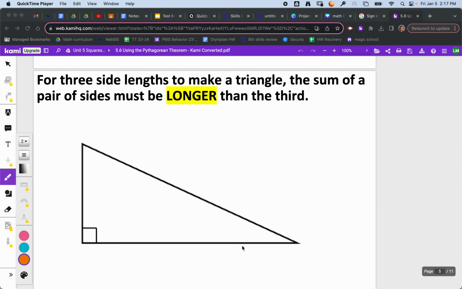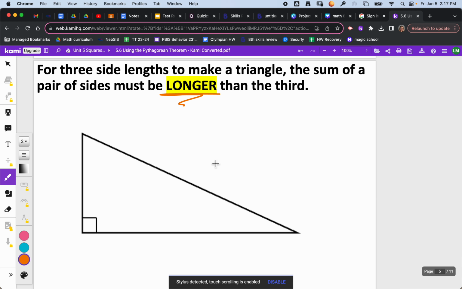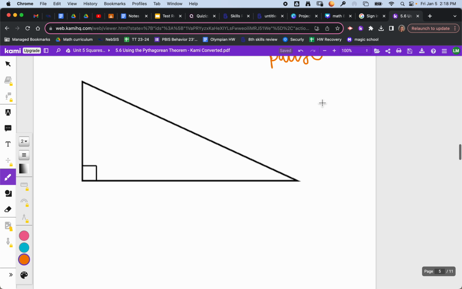For three side lengths to make a triangle, the sum of a pair of sides must be longer than the third. That's all you really need to understand for this part, because we're going to do some examples on the next page. So just make sure you have that written in your notes before moving on. If you need to, you can pause the video now. Otherwise, let's try some together.